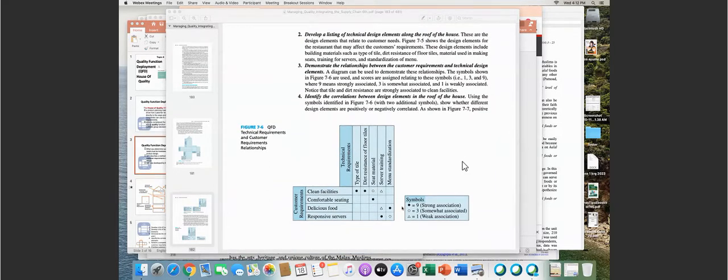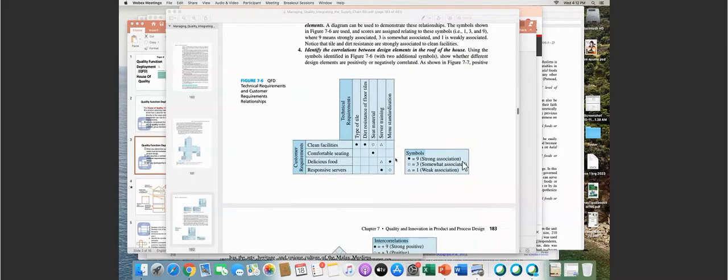These are symbols. The dark dot, black color, shows a strong association, and the value is 9. The white circle has the value 3. That means it is somewhat associated. And then the triangle is 1. It shows weak association.